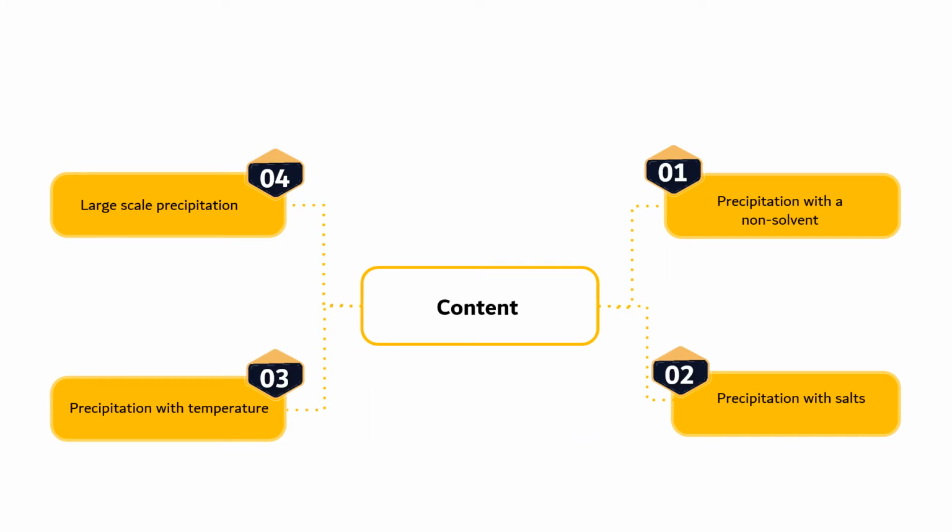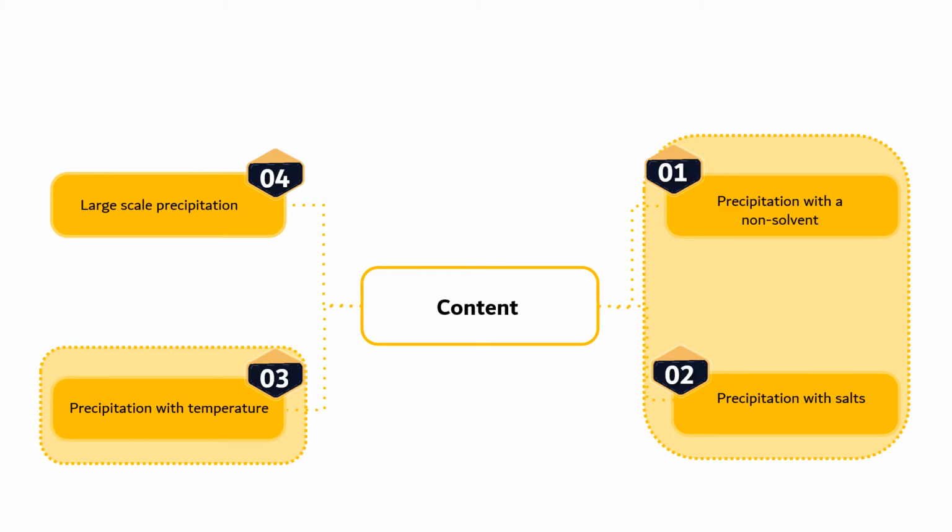We have previously discussed precipitation with a non-solvent, precipitation with salts, and precipitation with temperature. In this segment, we will discuss large-scale precipitation. By large scale, it does not necessarily mean processes which produce tons or even kilograms. Rather, we mean processes which are 10 times larger than existing laboratory methods. In other words, this segment concerns process scale-up.